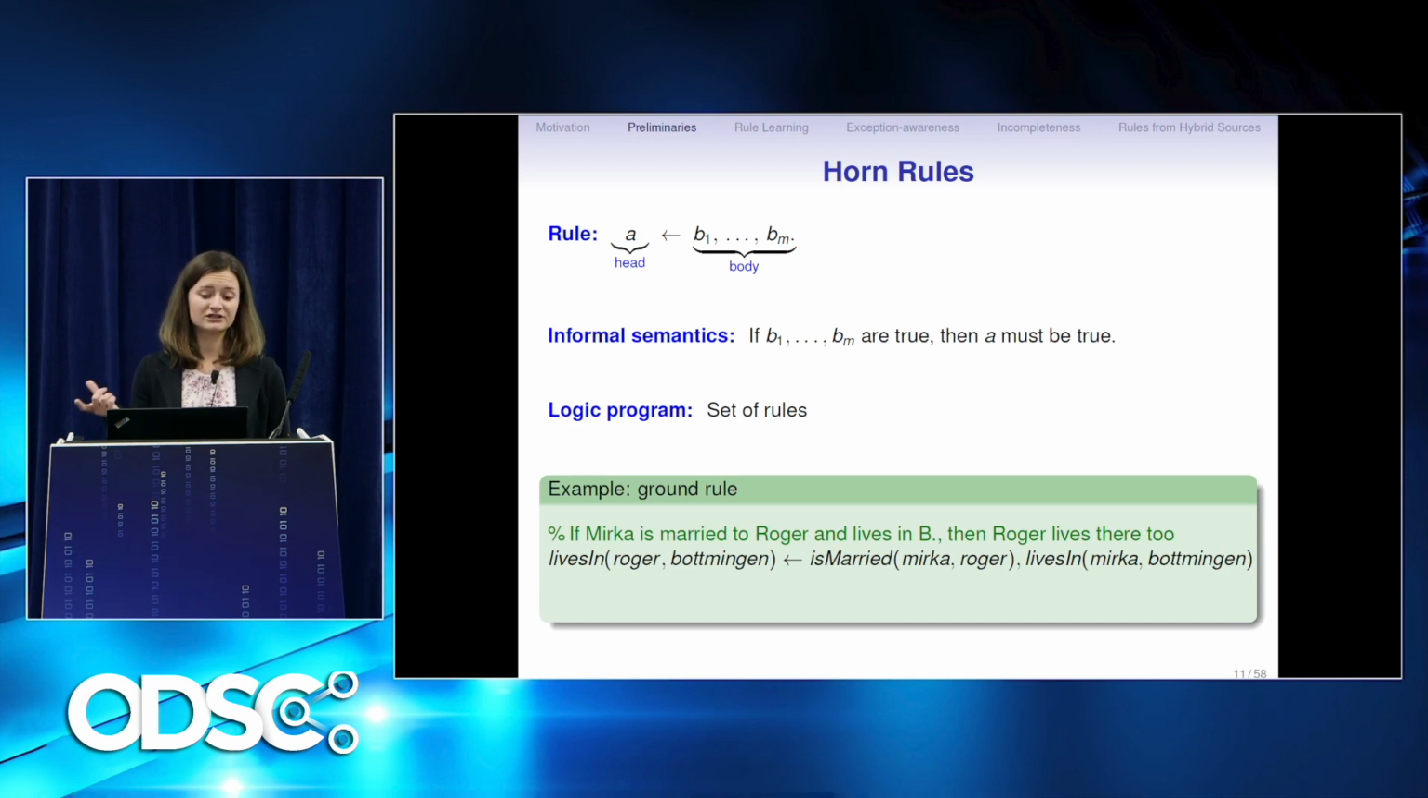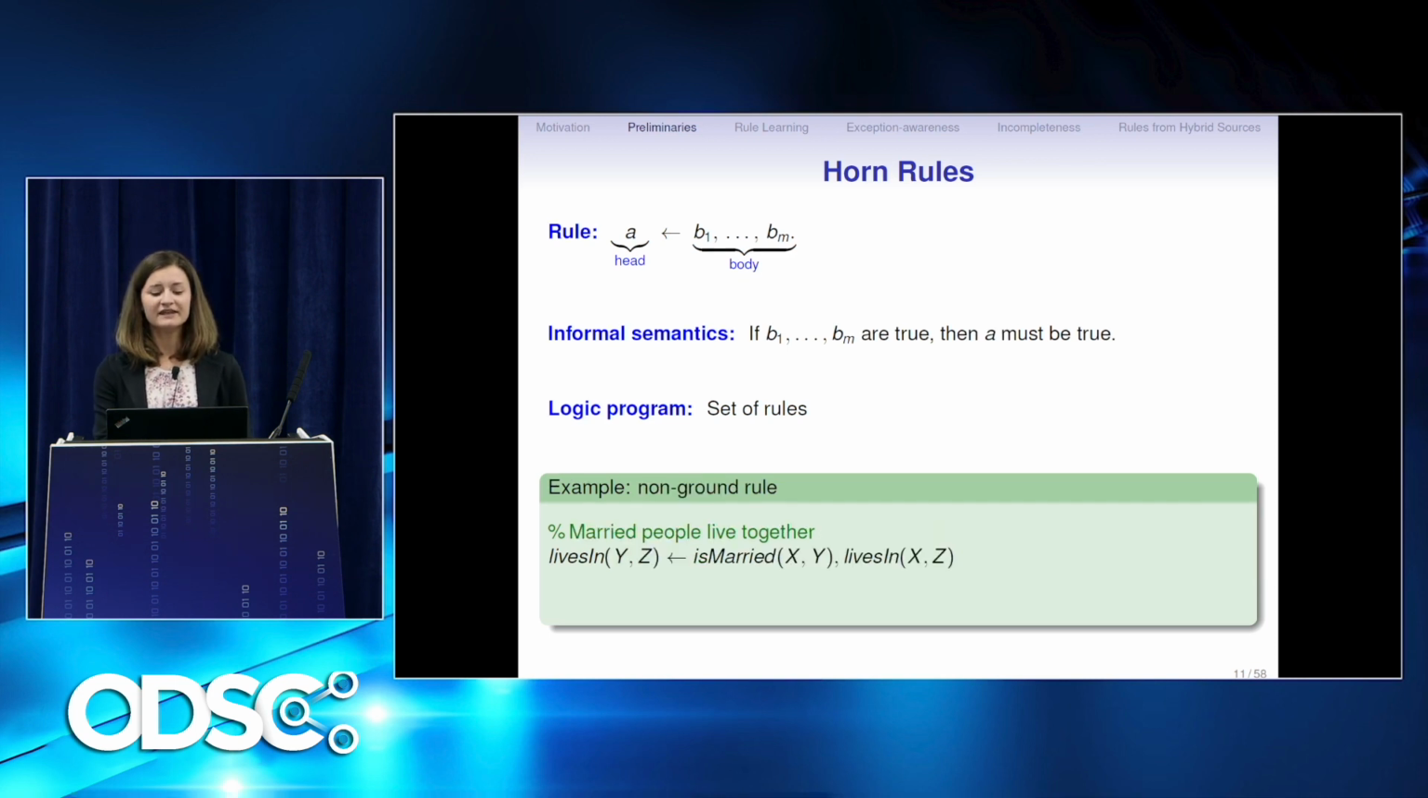If the body of the rule is true, then the head must be true. As an example, consider a so-called ground rule, that is, a rule without variables, as the one that we've seen before. So if Mirka is married to Roger and Mirka lives in Bottmingen, then Roger lives in Bottmingen too. Pretty natural. Now, these rules could also be on a non-ground level, where we have variables universally quantified. So that basically holds for all of the individuals that are in the graph.